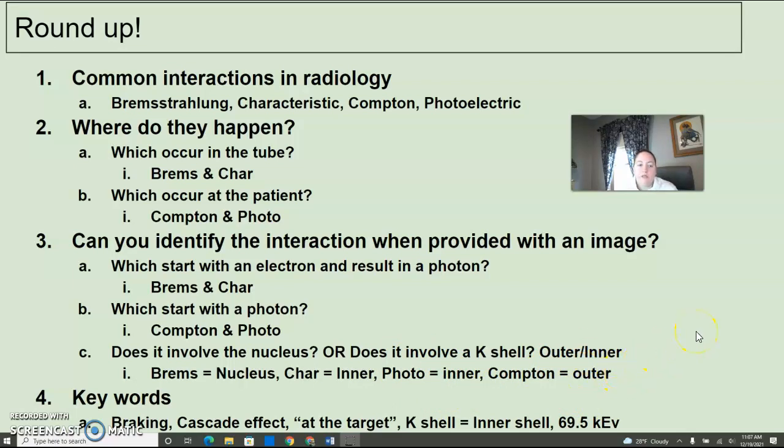What are some keywords? Keywords would be breaking, cascade effect. If the question says at the target, well, you know where the target is. The target's in the anode. Think tube. Tube, target, there you go. Is it talking about the K shell? Does it say inner shell? Does it say 69.5? All right, I hope that was helpful.